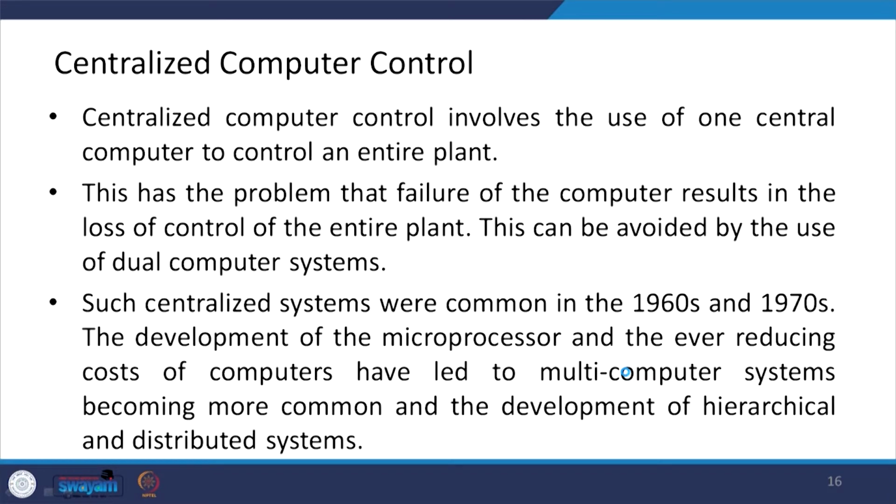Centralized computer control involves the use of one central computer to control an entire plant. This has the problem that the failure of the computer results in the loss of control of the entire plant. This can be avoided by the use of dual computer systems. Such centralized systems were common in the 1960s and 70s, and the development of the microprocessor and the ever reducing cost of computers have led to multi-computer systems becoming more common, and the development of hierarchical and distributed systems becoming more common these days.